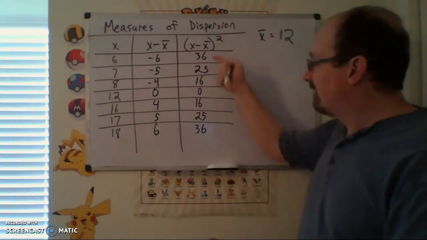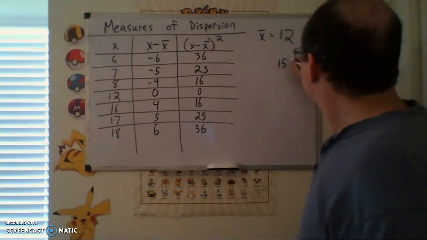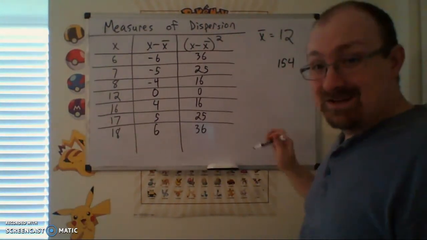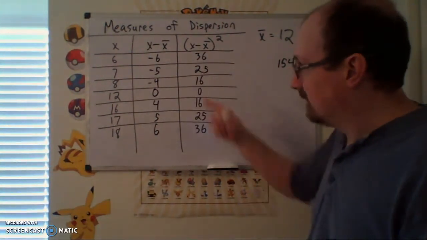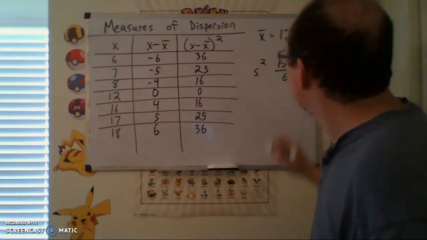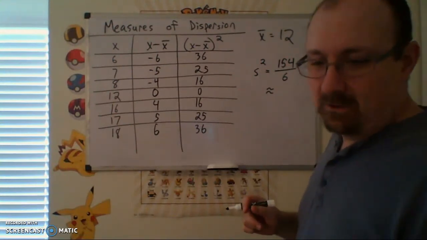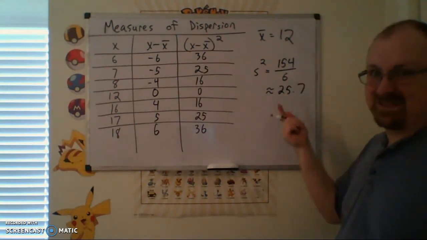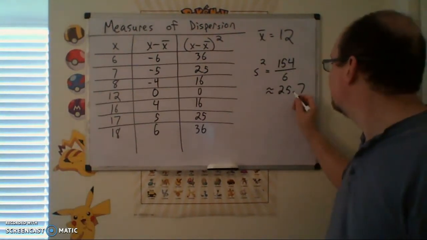Anyway, now that we've got all of these values worked out, we sum them up. When I add them all together, I get 154. Remember, our process now says we divide by one fewer than our number of data values. If you count those up, there are 7 of them, so I need to divide this by 6 to get my variance. That is not a convenient decimal or anything. It was 25.666666 on my calculator display, so I just rounded it to one decimal place.